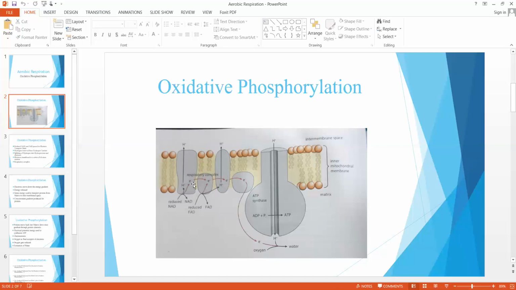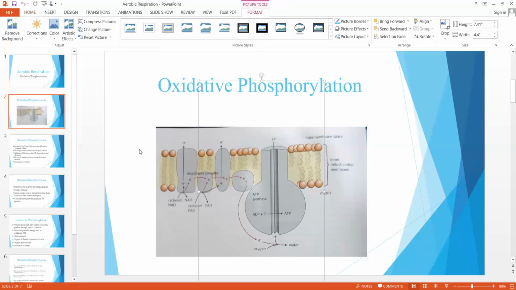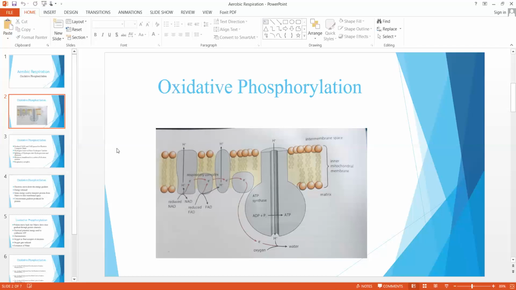Basically, you can see over here there are four different types of proteins present. And this unit, which consists of one of each of these four types of protein, is called a respiratory complex. So this is a respiratory complex, or from here till here, this is a respiratory complex. And what does a respiratory complex consist of?